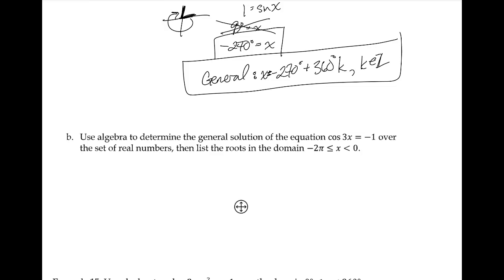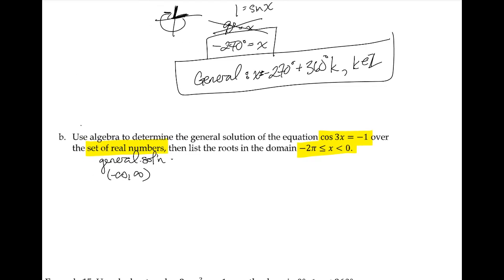Okay, so finally, we're looking at this equation, another odd interval. Set of real numbers, and list the roots in the domain of that. So again, this set of real numbers is another way of saying the general solution, in the same way that we're saying the interval negative infinity to infinity. Those are all the same thing.